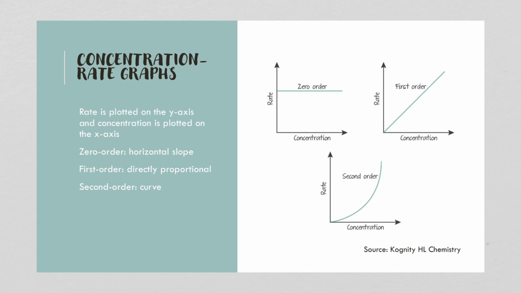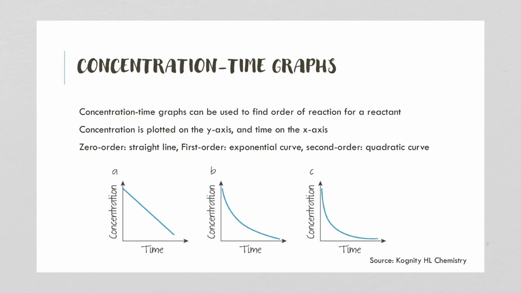If it's concentration versus rate, so rate on the y and concentration on the x, a zero order reaction would have a horizontal slope. So it would look like so. If the concentration rate graph is linear, directly proportional, that's a first order reaction. And if it is a curve, it's a second order reaction. So again, you can recognize the order of reaction with respect to a reactant based on their concentration rate or their concentration time graphs.